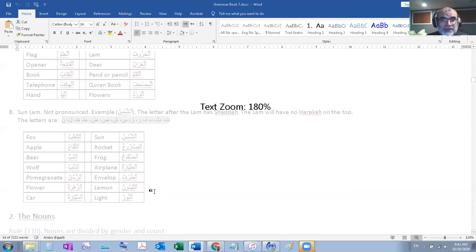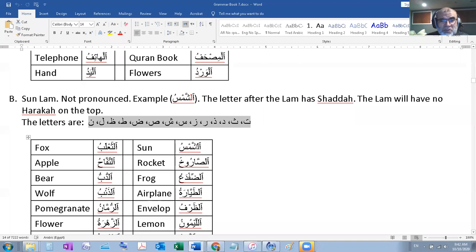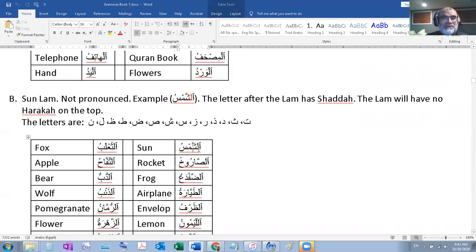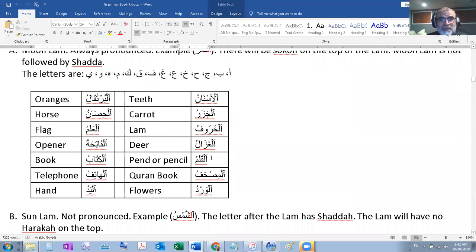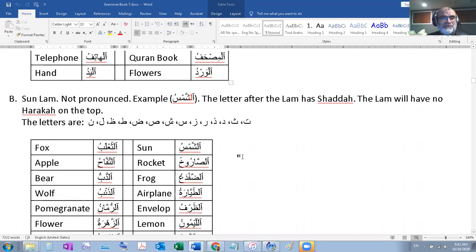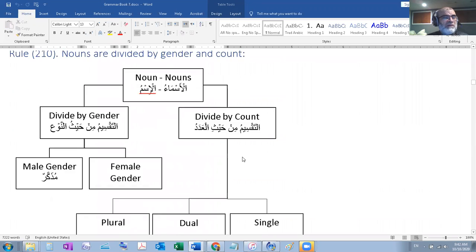And if you look here carefully, you see that there is no sukoon on the top of the lam, and it's followed by shadda. And if you look here carefully, there is a sukoon on the top of the lam, and it's not followed by shadda. Okay, any questions so far?